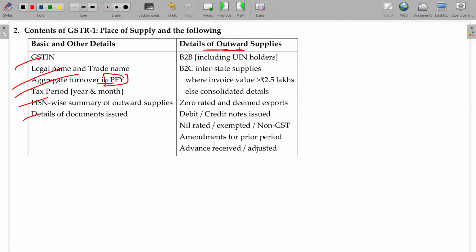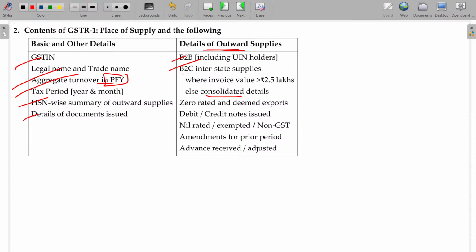And you have to fill these details: outward supply related to the B2B, including UIN holders, the unique identification number for UN agencies, and B2C supply. In case of B2C supply, consolidated details can be filled. Already we have seen, a tax invoice is not required when the transaction value is less than 200 and the recipient is not in need of ITC. Then automatically you can prepare a consolidated tax invoice at the day end.